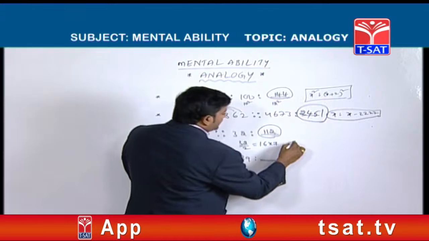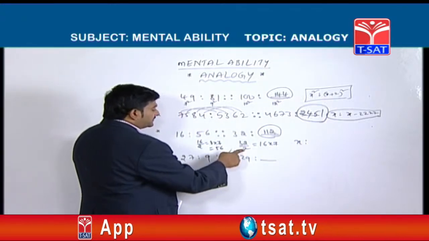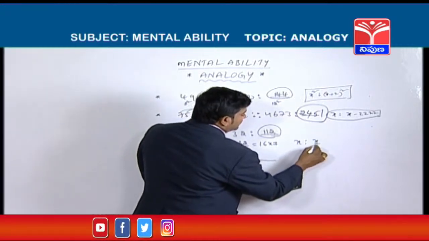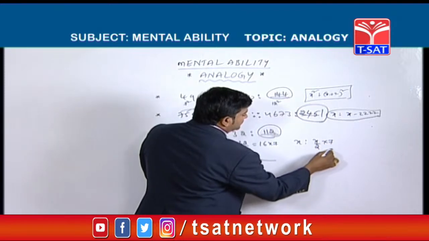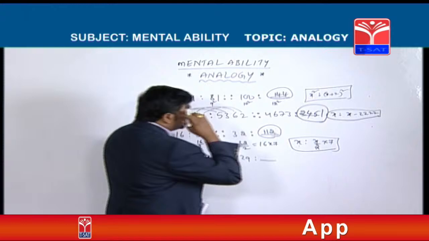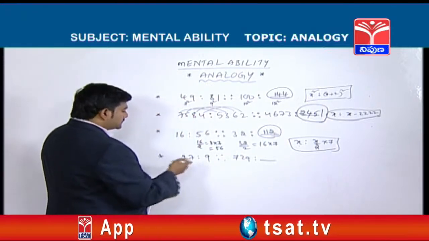In general, what can you write here? Simply x. What did I do here? Half of the number and multiplying with 7. So that means x by 2 into 7. X by 2 into 7. He gave x, doing half of that, and after getting that number multiplying with 7. That is the concept involved in that. Okay. So now apply here.